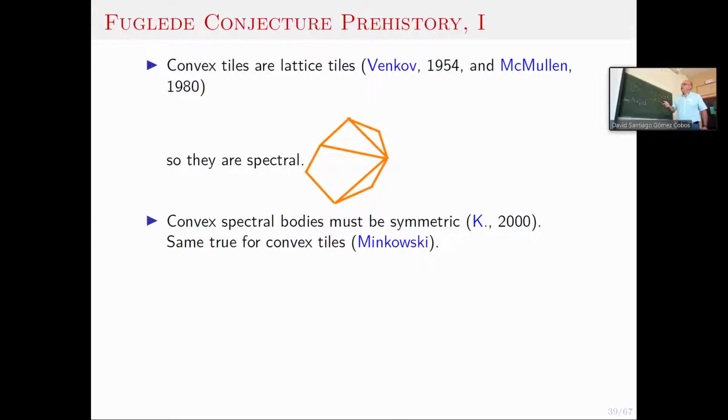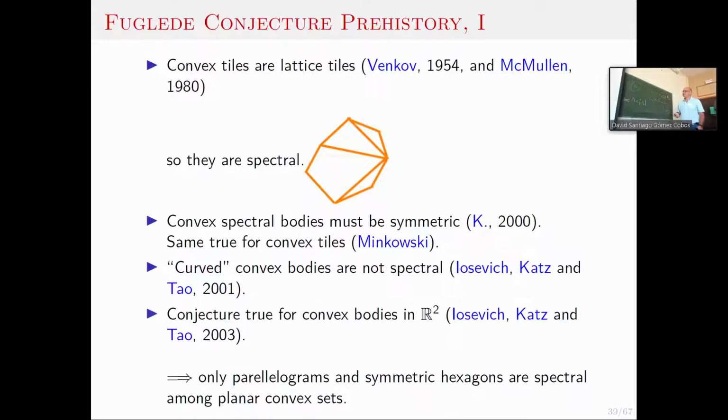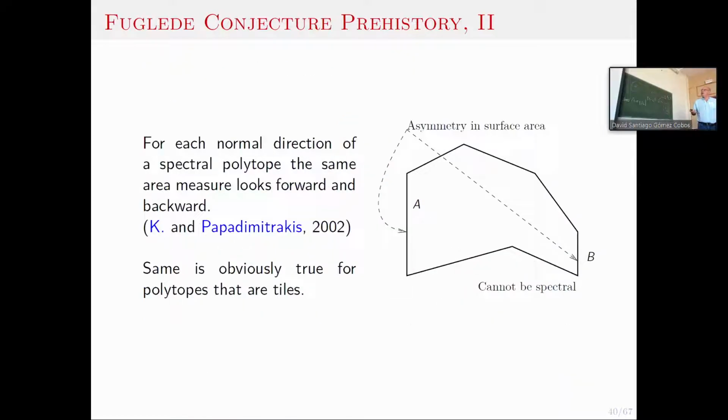And then this is a result of mine which I already proved. I went through today that every convex spectral body must be symmetric. This is the next result I talked about, that smooth bodies cannot be spectral. And then there's a result by Iosevich, Katz, and Tao that for convex bodies, the conjecture is true in dimension 2, meaning the only spectral convex bodies, which are the only convex bodies which can tile, are parallelograms and symmetric hexagons, nothing else.